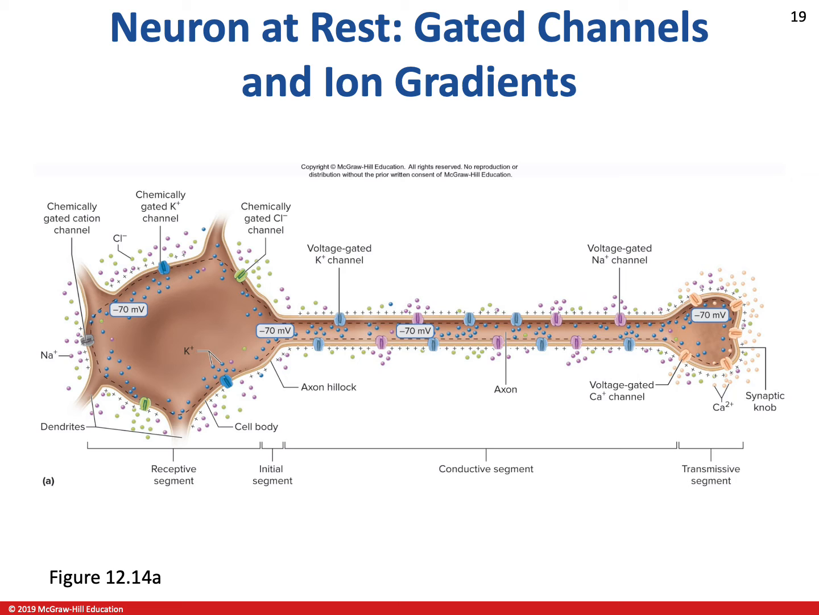In this slide, you can see a neuron at rest. At rest, a neuron has a negative resting membrane potential, which on average is negative 70 millivolt. All gated channels are closed, and a concentration gradient exists for sodium, potassium, and chloride along the length of the neuron, and for calcium at the synaptic knob.